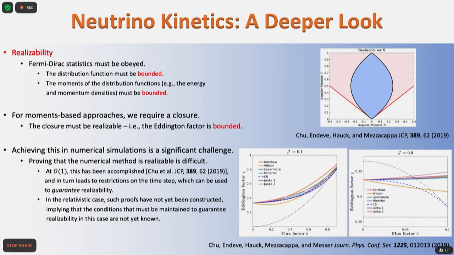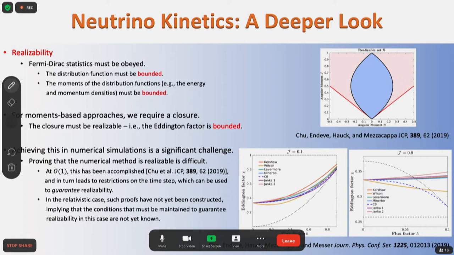Basically this means that the distribution function has to be bounded. It's between 0 and 1. Therefore, the moments are bounded. And ultimately, as I'll describe, the closure has to be realizable in the sense that the Eddington factor, which is a function or functional of the moments, is also bounded.